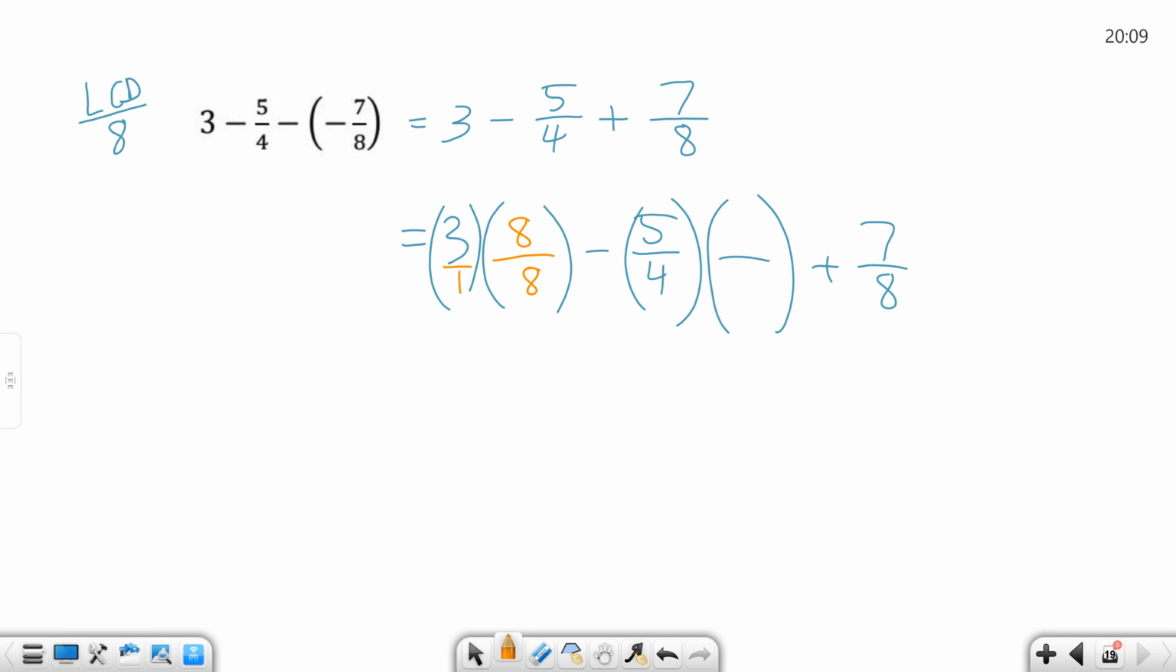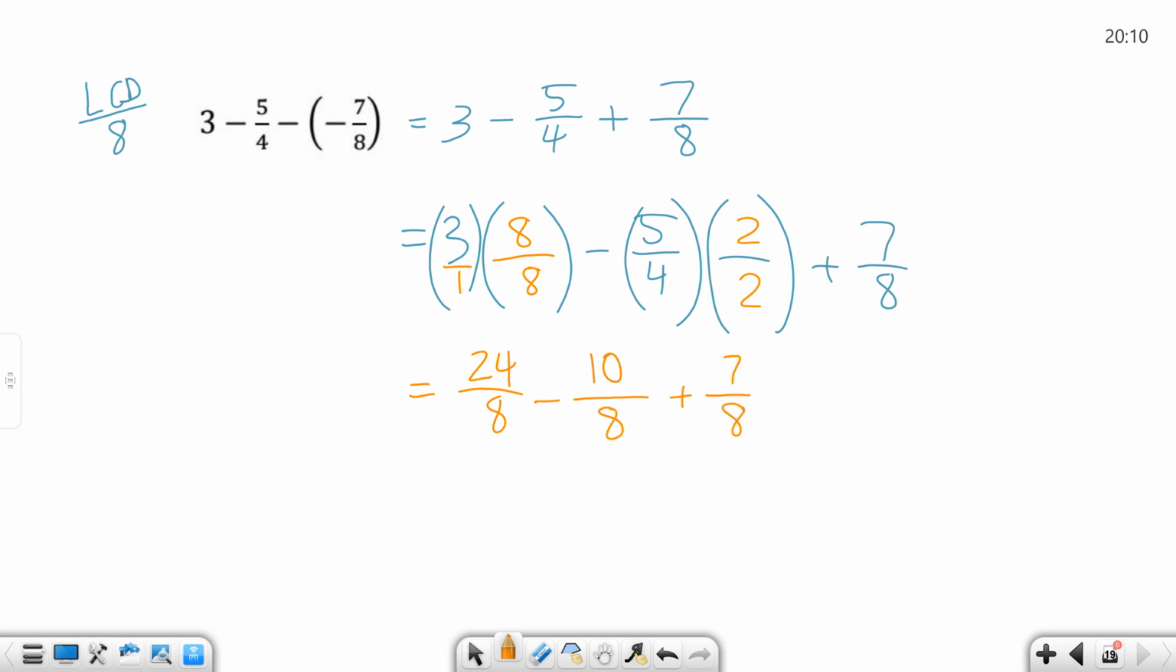Whatever I put in the bottom, I got to put in the top. 8 over 8. Here, the next one, what do I multiply by 4 to get 8? 2. So if I put a 2 in the denominator, I got to put a 2 in the numerator. And then over here, the last one is already over 8. There's nothing to multiply by. So this is going to be 3 times 8 is 24, so it's going to be 24 over 8. And again, don't simplify that. You're trying to get an equivalent fraction of 3 over 1. So 24 over 8 does simplify to 3, but leave it 24 over 8 so that everything's over 8. Then we have minus, we have 5 times 2 is 10, over 4 times 2 is 8. Again, don't simplify it, leave it right there.